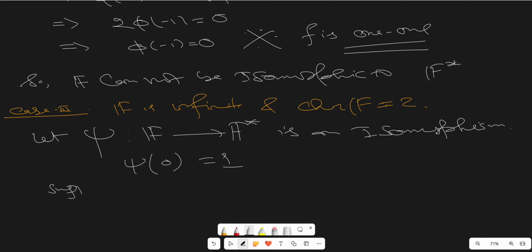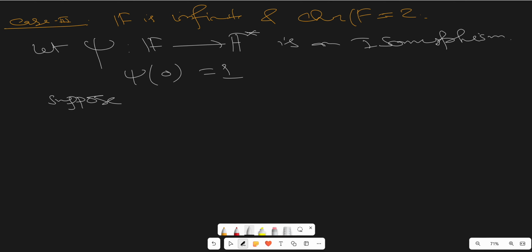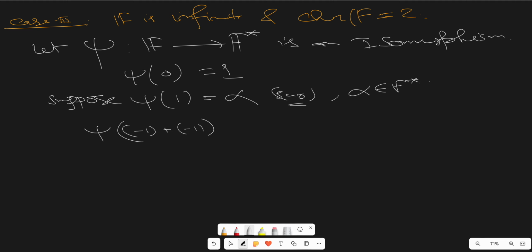Suppose phi of 1 is alpha, say. Suppose I have assumed alpha is a member of F star. Okay, so what are the choices? Suppose you can write phi of... see, you can write it as -1 plus -1. So what will that be? Phi of -1 times psi of -1.